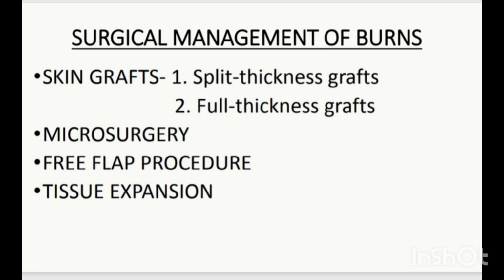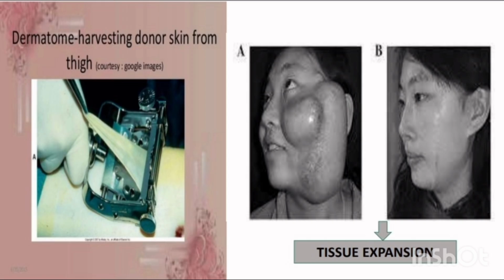The surgeries can be like skin grafts, microsurgery, free flap procedure, tissue expansion. In the skin graft, it can be allograft, autograft or xenograft, depending upon how much of the thickness of the skin is involved. So the types depend on which layers have to be taken, like epidermis, dermis, subcutaneous tissue or with fat, adipose tissue. That will divide into split thickness or full thickness grafts. This is the example for the tissue expansion, that is A and B, and the left side is showing how to harvest the donor skin from the thigh region.